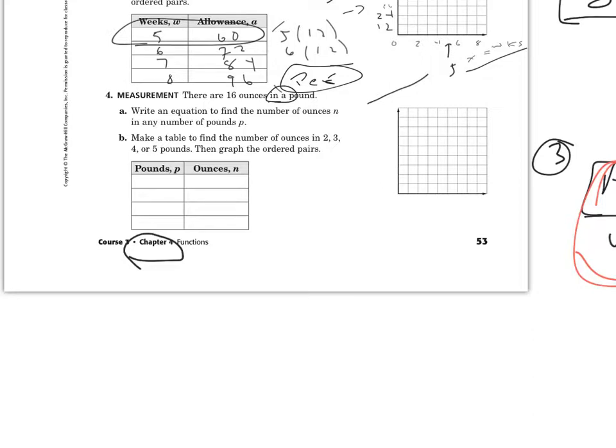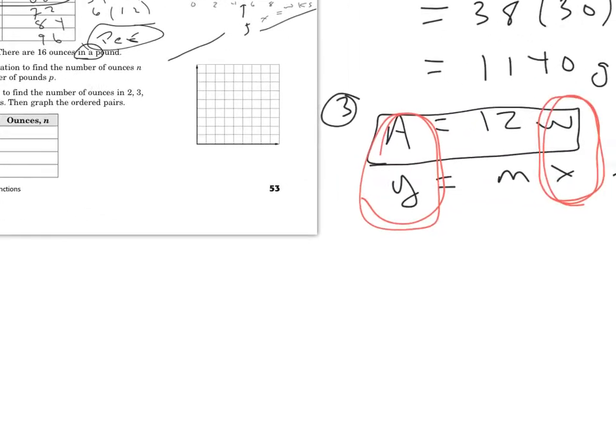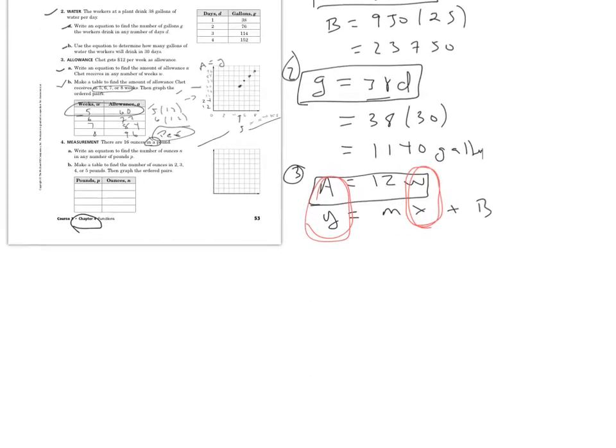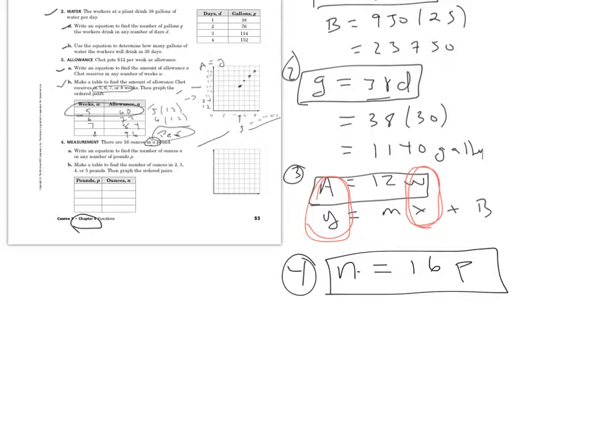Number 4 says to write an equation to find the number of ounces n. So again, we're trying to find n, and we're doing it at a rate of 16 ounces per pound. So we're going to do 16 per pound P. So n ounces is equal to 16 per pound P. And this would be the equation for answer A.